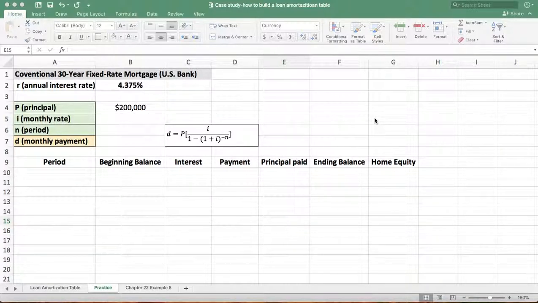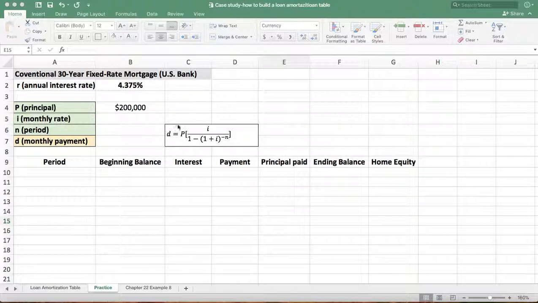The annual interest rate for 30 years fixed rate mortgage is 4.375%. Let's build a loan amortization table to show how the loan is slowly and gradually paid off. First, we need to know the monthly payment.